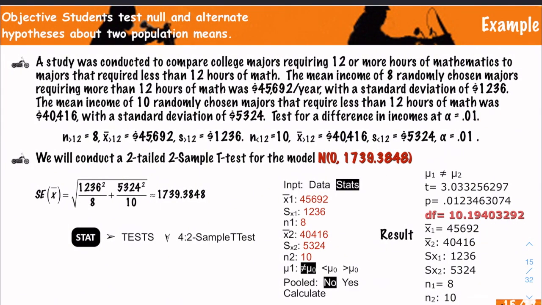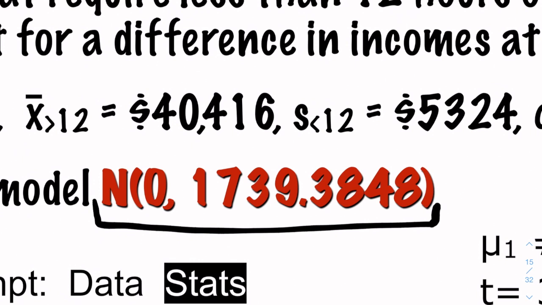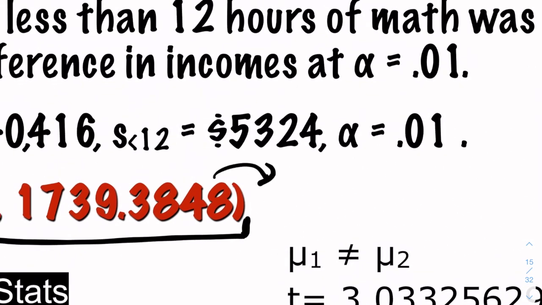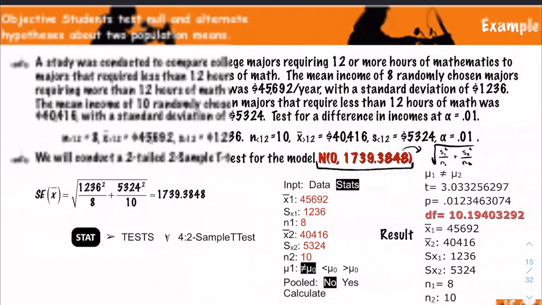So now we will conduct a two-tailed, two-sample t-test for our model. And it's important that you write out your model, as always, with the difference in the means being 0. That's our hypothesized difference. And our standard error of 1,739.3848. And this again is calculated by the square root of S1 squared over N1 plus S2 squared over N2, which is also given on our calculator.